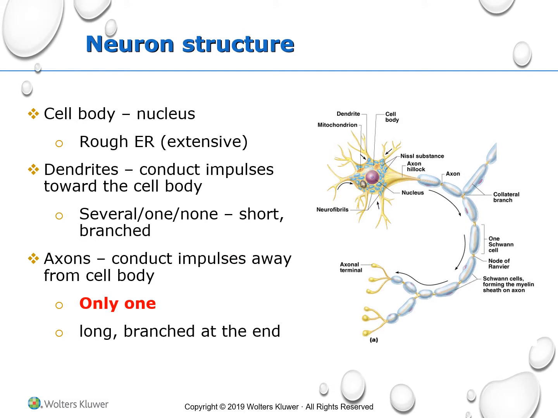In order to understand how our nervous system functions, we need to understand its structure, and we'll start by describing the neuron structure. The neuron is considered the unit of the nervous system. It is made of a cell body that contains the nucleus and has extensive rough endoplasmic reticulum in it. In addition, the neuron has two types of projections: the dendrites and the axon.